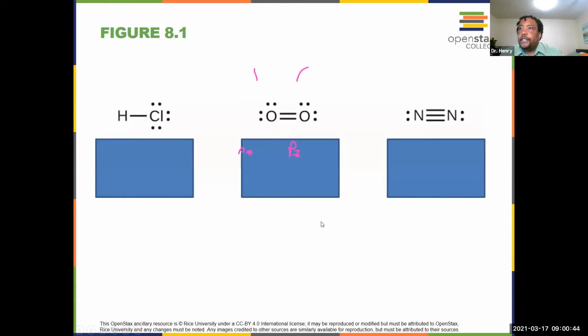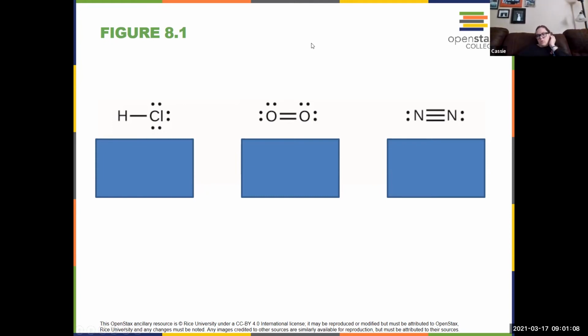Okay, let's see your skills. Okay, so we have HCl. So what type of bonds are we going to have here? And how many bonds do we have? HCl forms what type of bond? Single. It's a single bond. Okay, so then what type of bond would it be? So it's sigma. Okay, so this would only have a sigma bond, it would have no pi bonds.